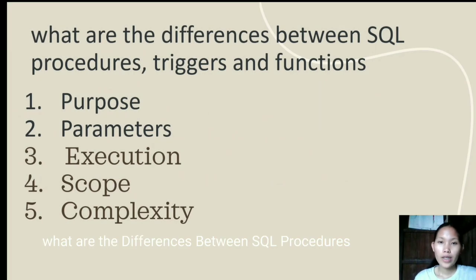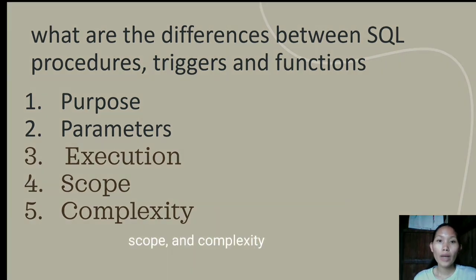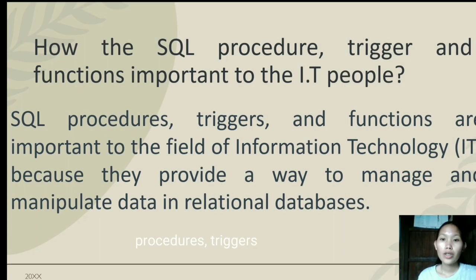What are the differences between SQL procedures, triggers, and functions? They are all database objects that can be used to manage and manipulate data in a relational database. However, there are some key differences between them, and these are purpose, parameters, execution, scope, and complexity. How are SQL procedures, triggers, and functions important to IT people? They are important to the field of information technology because they provide a way to manage and manipulate data in relational databases.